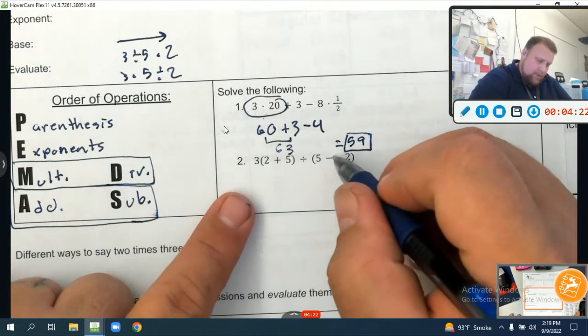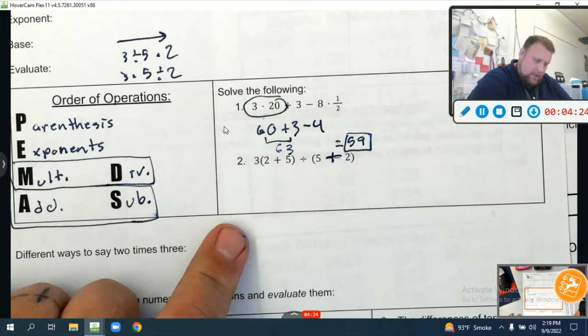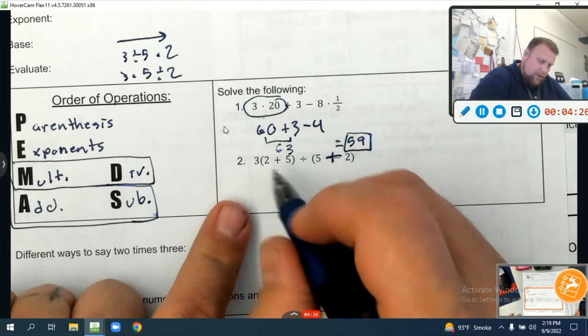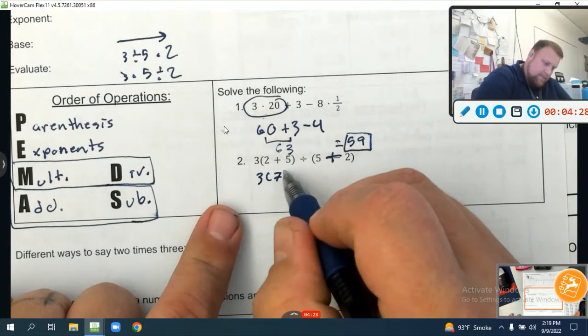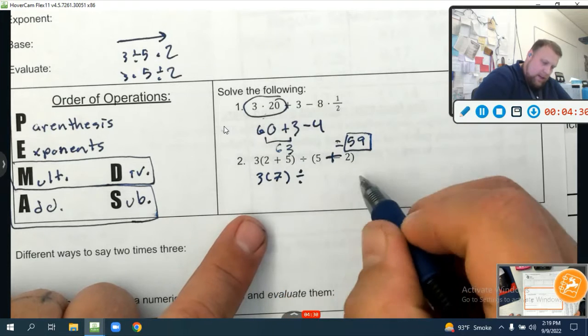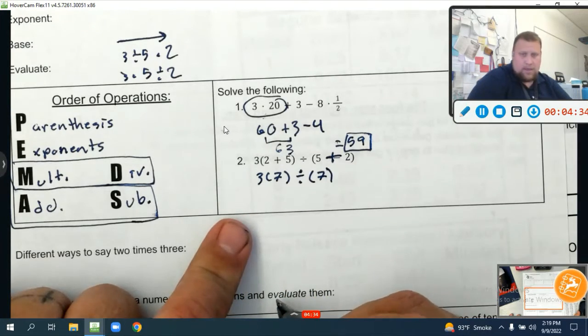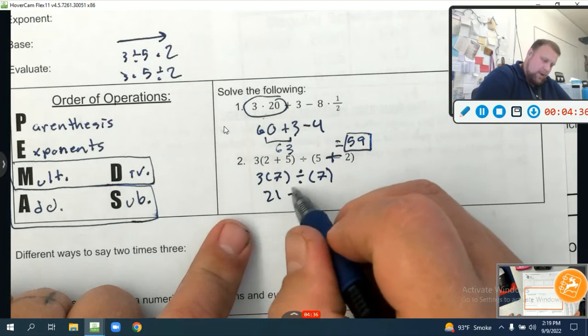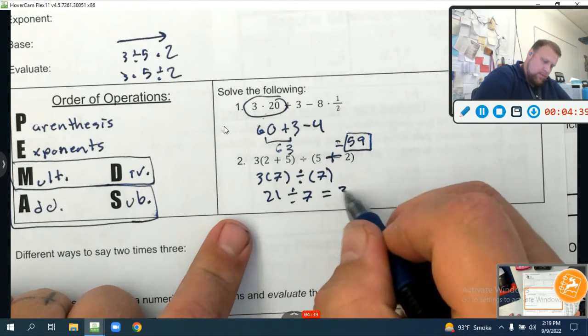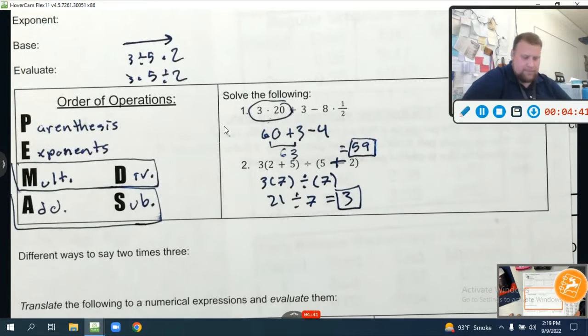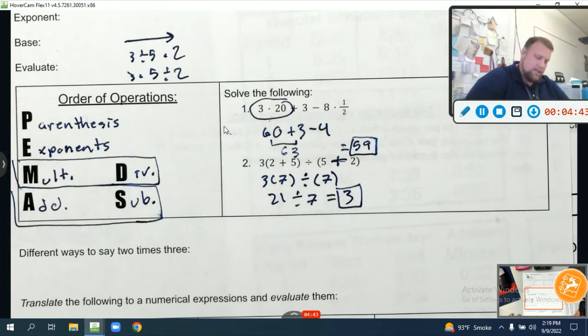Now, number 2, addition sign. I'm going to do parentheses first. So this is going to be 3 times 7 divided by, and what's 5 plus 2? It's 7. So now I'm going to have 21 divided by 7, which is just 3. Kind of went backwards, right? Times 7 divided by 7. It undoes itself.